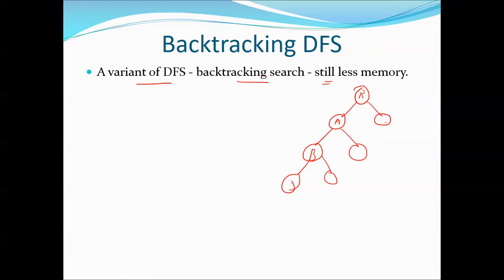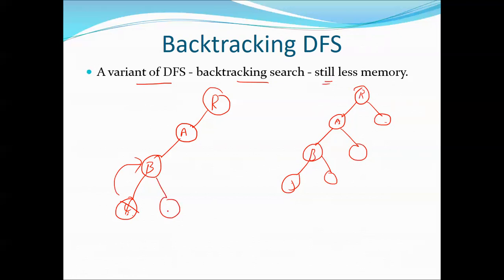But backtracking DFS won't generate all children at a time. It will generate only one child at a time. So it checks whether root is the goal state or not. No. Then it creates only the left child. It won't create all the children. Then it checks whether this is the goal state. No. Then it checks whether this is the goal state. No. Then it checks whether this is the goal state. No. Let us assume this is the leaf node. So this is not the goal state. Then it removes this and it backtracks. Then it checks whether this has another child or not. If it has another child, then it will explore. So on and so forth, it continues.